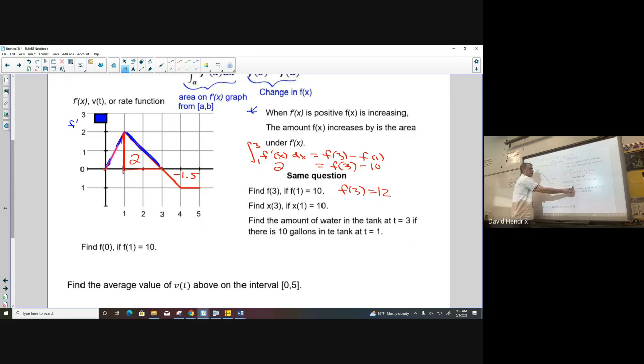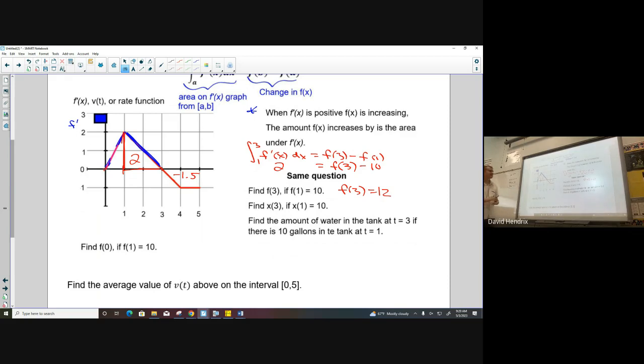And the same thing, if this was a velocity graph, it'd be the same question if it told you your position at time equals 1 was 10, what's the position at 3? It's the same thing. Or if it told you the amount of water in a tank at time 3, if there are 10 gallons in the tank at time 1. These are all the same questions, all the fundamental theorem of basically seeing that when the rate at which water is flowing into the tank is positive, the area is going to be the accumulation.